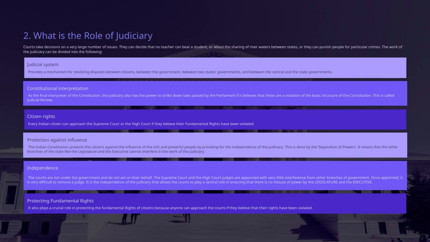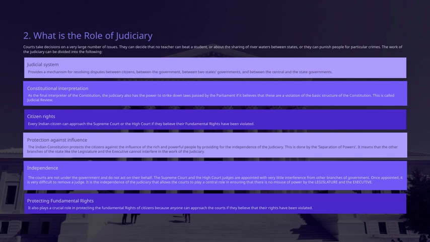Another crucial role is protecting citizens' rights. If someone feels their fundamental rights, like the right to equality or freedom, have been violated, they can approach the Supreme Court or the high courts for justice. This ensures everyone's rights are safeguarded.